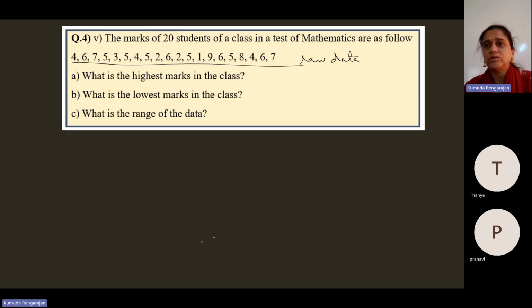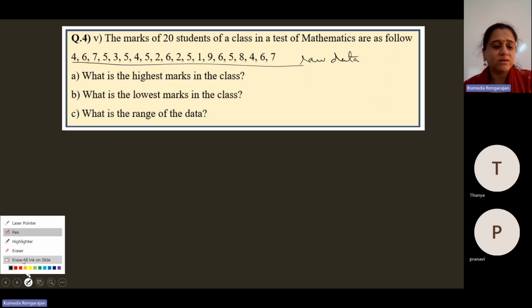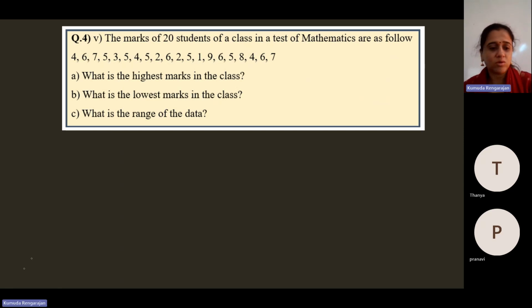So do we understand when to tabulate data? See, these questions can be answered without even tabulating. That's a different thing. You can answer these questions without tabulating the data. But the need for tabulating arises when there are more values and there's repetition. Okay.